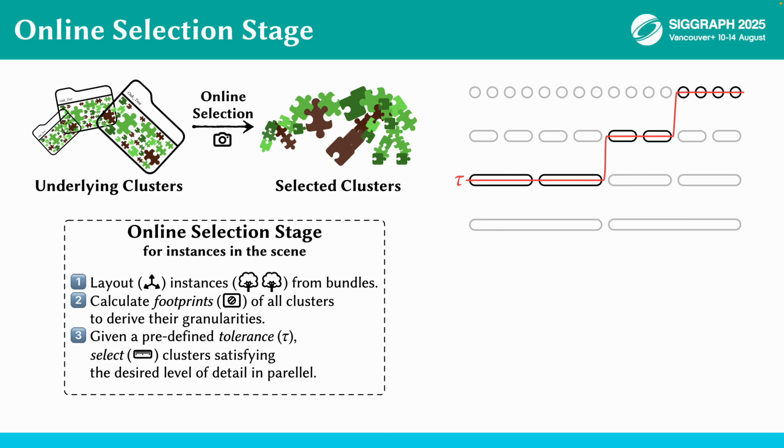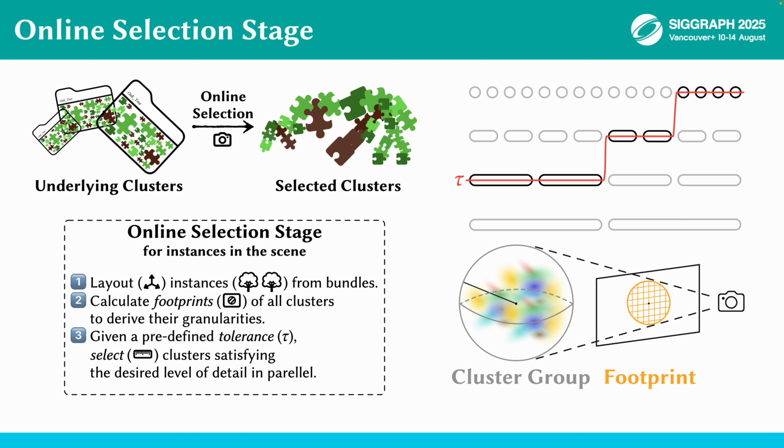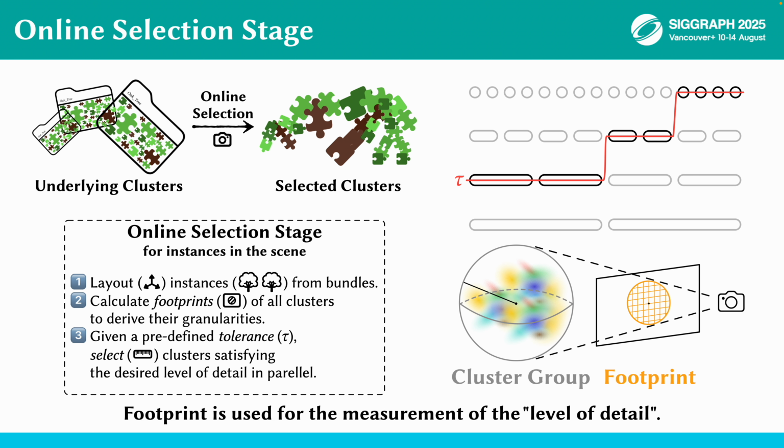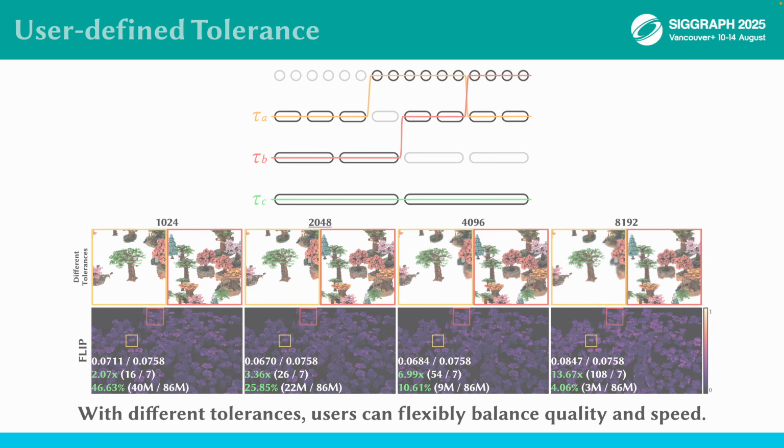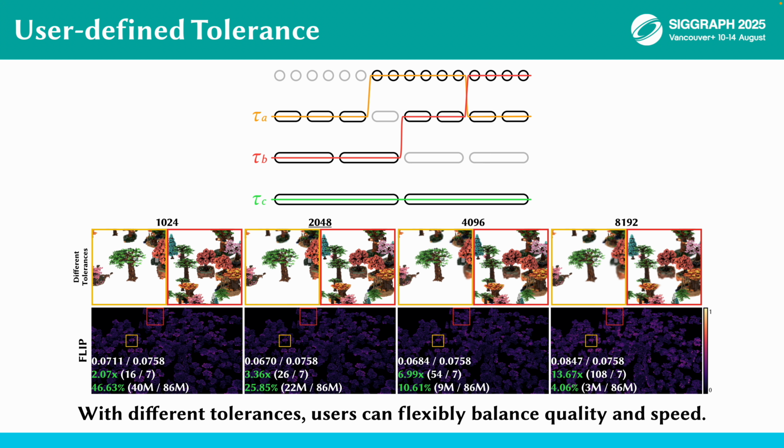But first, we need to define and measure the level of detail. Simply, we define the level of detail as the area of the projected 2D footprint of the bounding sphere. If the footprint is smaller, the cluster group is more detailed. During online rendering, each cluster has its own footprint. A given tolerance forms a cut in the tree and selects clusters at appropriate levels of detail. A smaller tolerance selects more detailed 3D Gaussians, while a larger tolerance selects fewer 3D Gaussians and renders faster.